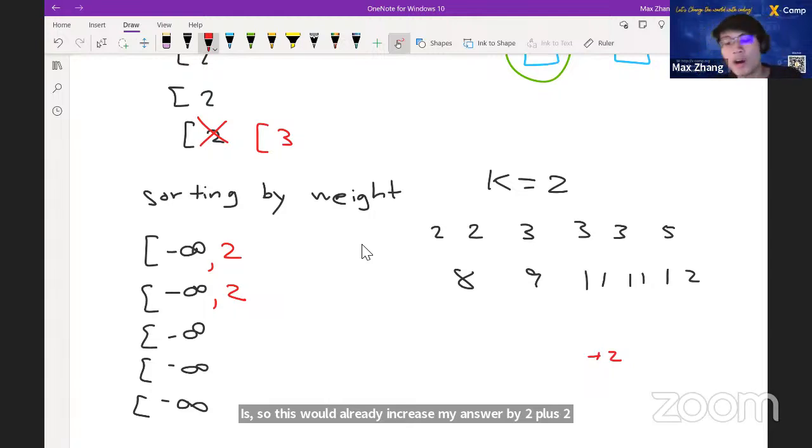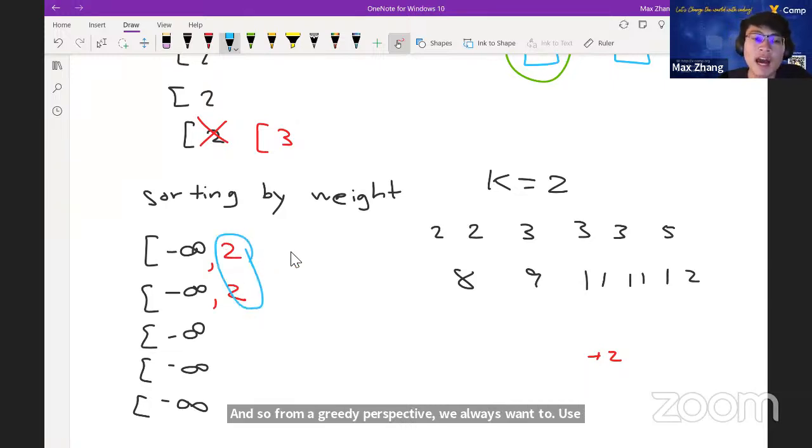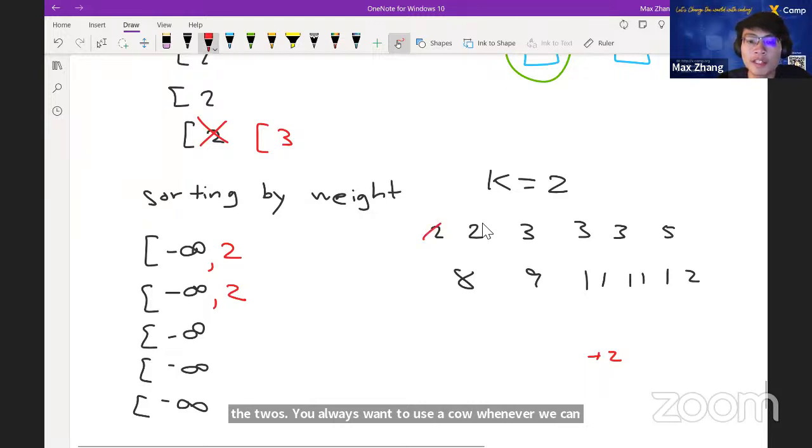Now, something that might come to mind is, if we want to use all these cows, maybe we choose not to use one of these cows. But if you think about it for a bit, it doesn't make sense to not use a cow, because whether you choose to put this cow with weight 2 or put some other cow with weight 3 later on, both of these contribute just plus 1 to the answer. So if you choose to give up this cow spot to get a cow later, that's plus 1 either way to the answer. And if we're going to take a cow no matter what, we want to take the smallest cow because that creates the most number of options in the future, right? Having a 2 on top gives more options than having a 3 on top. And so from a greedy perspective, we always want to use the 2s. We always want to use a cow whenever we can. So let's go ahead and use both these cows. Both of these have 2.